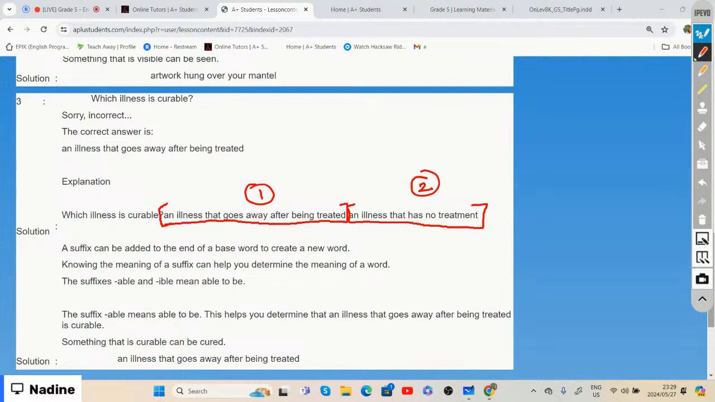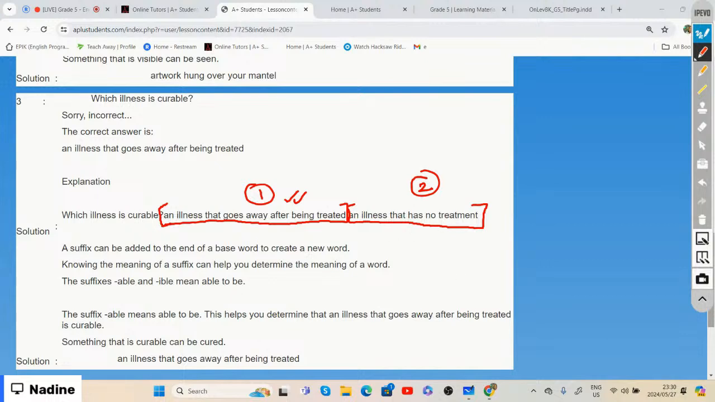Curable, right? An illness that is curable is an illness that goes away after being treated, right? Something that is curable is something that can be cured, and goes away after being treated. Yes, it's the first one. So well done. The first one is correct, right?